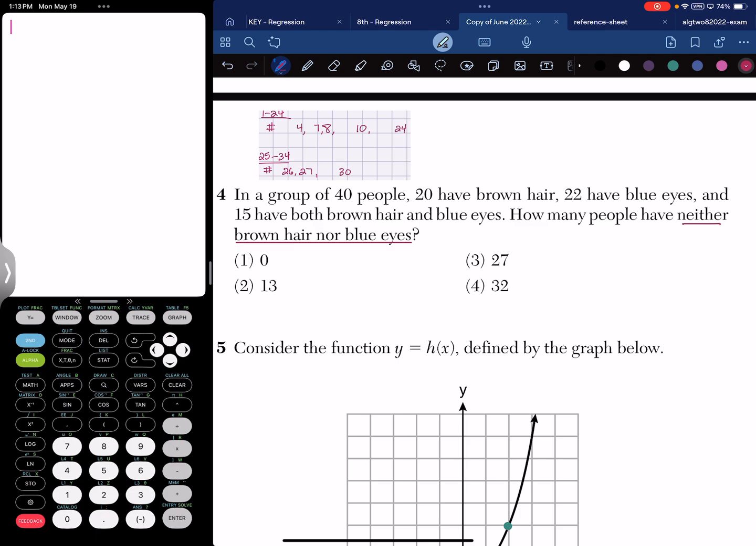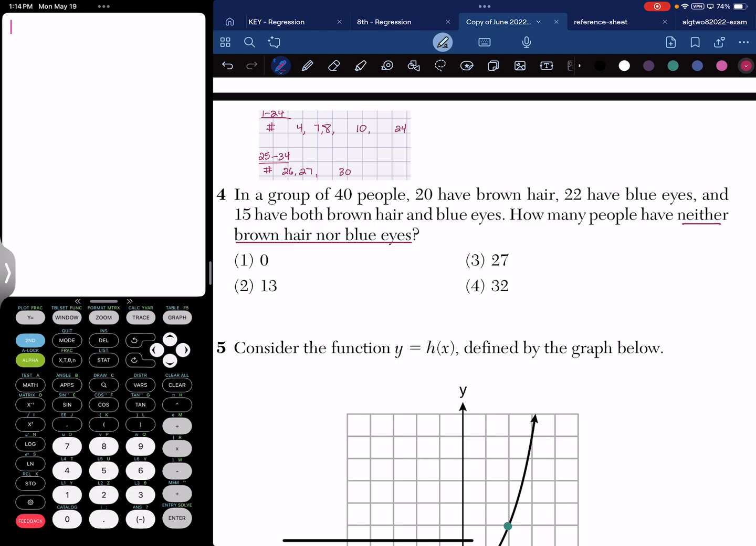I started adding and subtracting. You could. So if I am asked for neither brown nor blue, we have people that have brown hair, we have people that have blue eyes, but we also have people that have both brown hair and blue eyes, right?